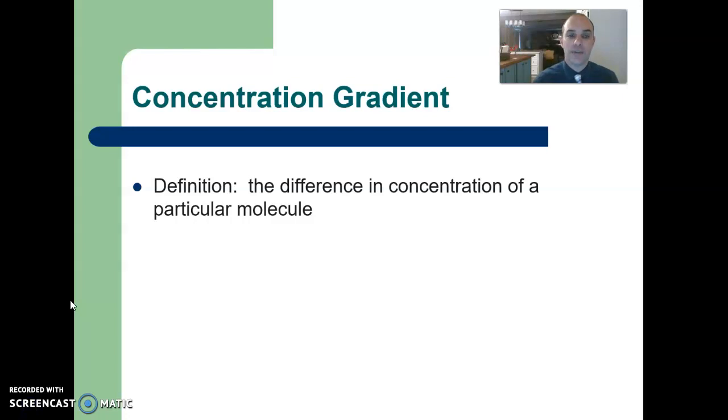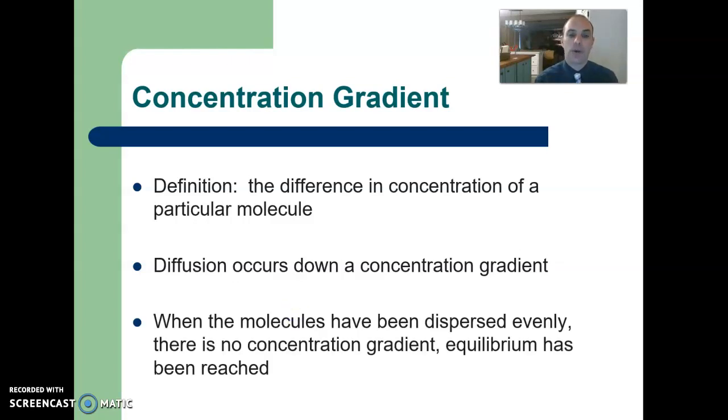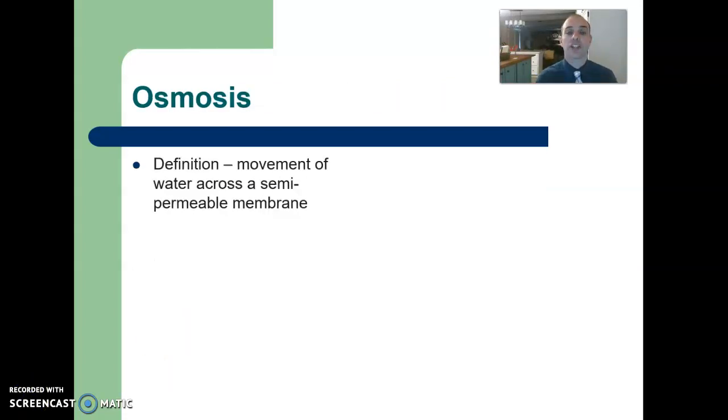Okay, when discussing diffusion, osmosis, and things moving across the cell membrane, you will come across the term concentration gradient. And its definition is the difference in concentration of a particular molecule. Pretty simple. Diffusion will always occur down a concentration gradient, and you'll see that in writing a lot. When the molecules have been dispersed evenly, there's no concentration gradient. Equilibrium has been reached. So until it gets to equilibrium, it is moving down a concentration gradient until it reaches equally or equilibrium.